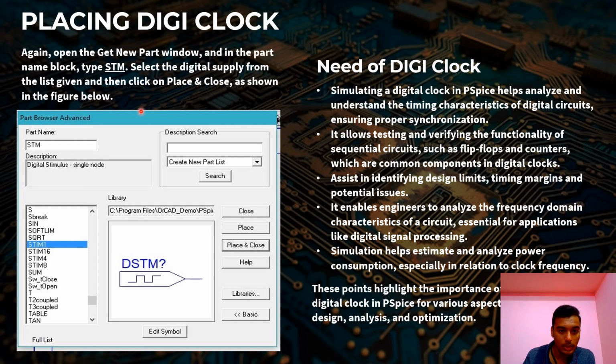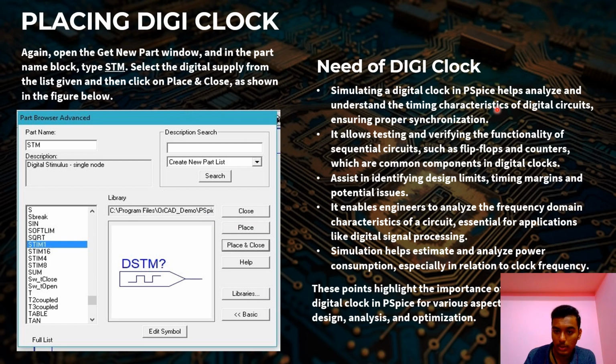To place a digi-clock on the schematic page, you need to open the Get New Part window and then type the part name as STM, which will be visible like this. Then click on Place and Close. This digi-clock will be on the schematic page. What is the need of digi-clock?